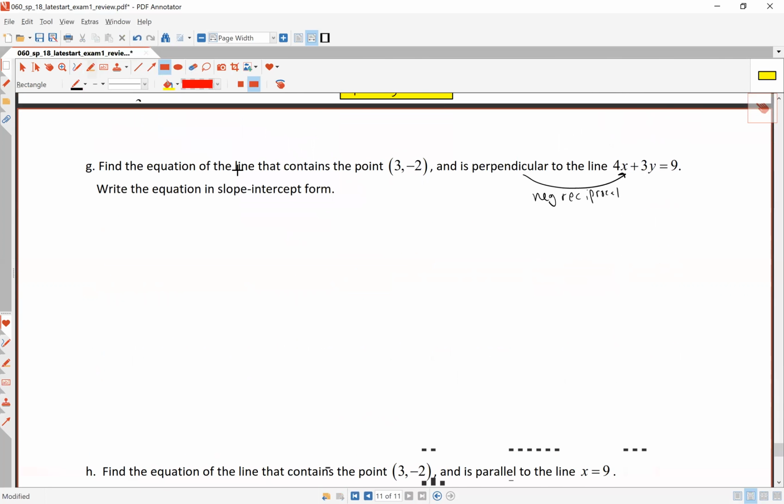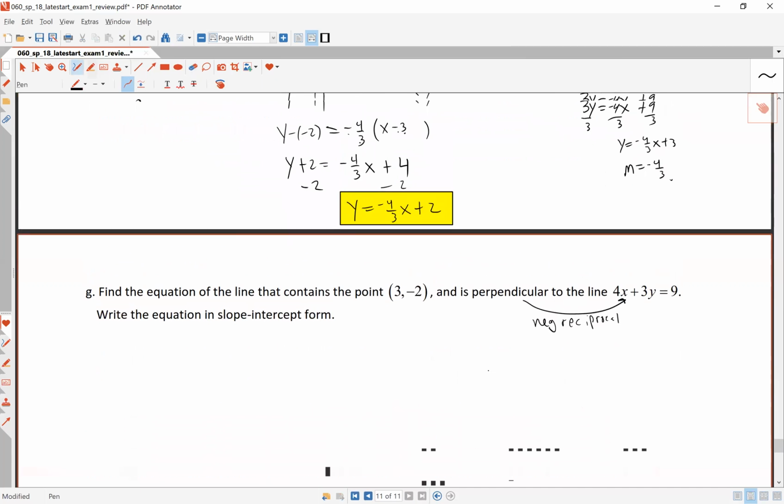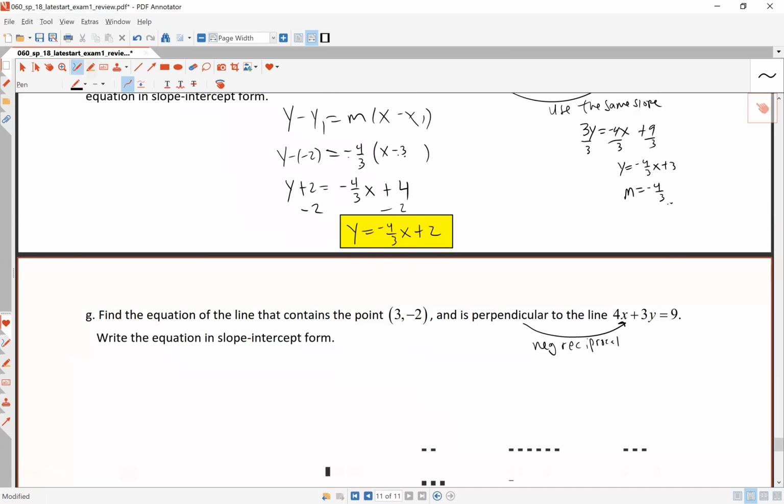And then G is the same kind of thing. Remember, we found in the first one that the slope was negative 4/3 of this line. Well, what we have to use is the negative reciprocal because it's perpendicular. So y minus y1 equals m, we use the negative reciprocal. So if this slope is negative 4/3, we use m equal to the negative, which is positive, and reciprocal is 3/4. We use 3/4.